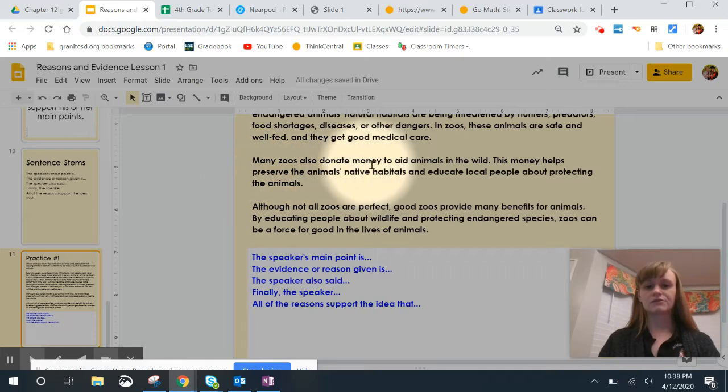Many zoos also donate money to aid animals in the wild. This money helps preserve the animals' native habitats and educate local people about protecting the animals. Although not all zoos are perfect, good zoos provide many benefits for animals. By educating people about wildlife and protecting endangered species, zoos can be a force for good in the lives of animals.